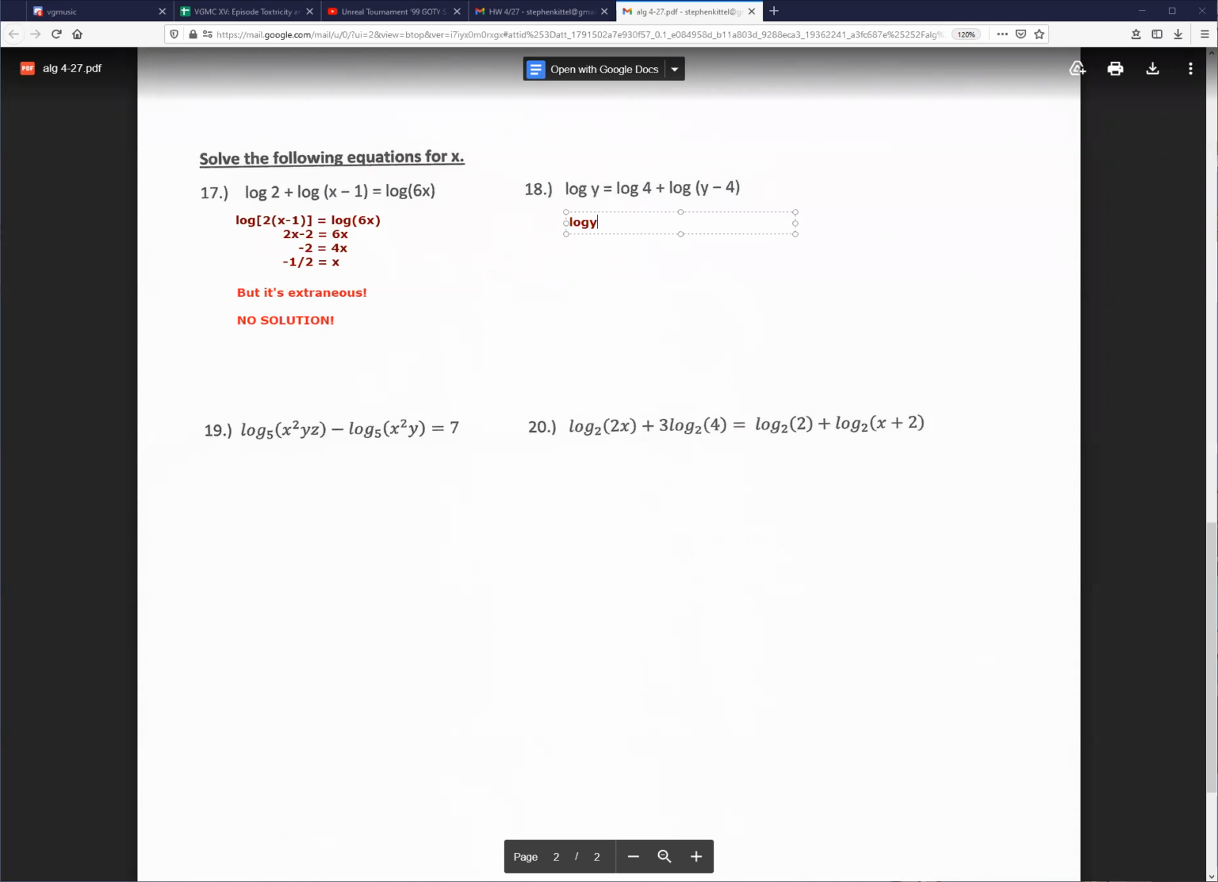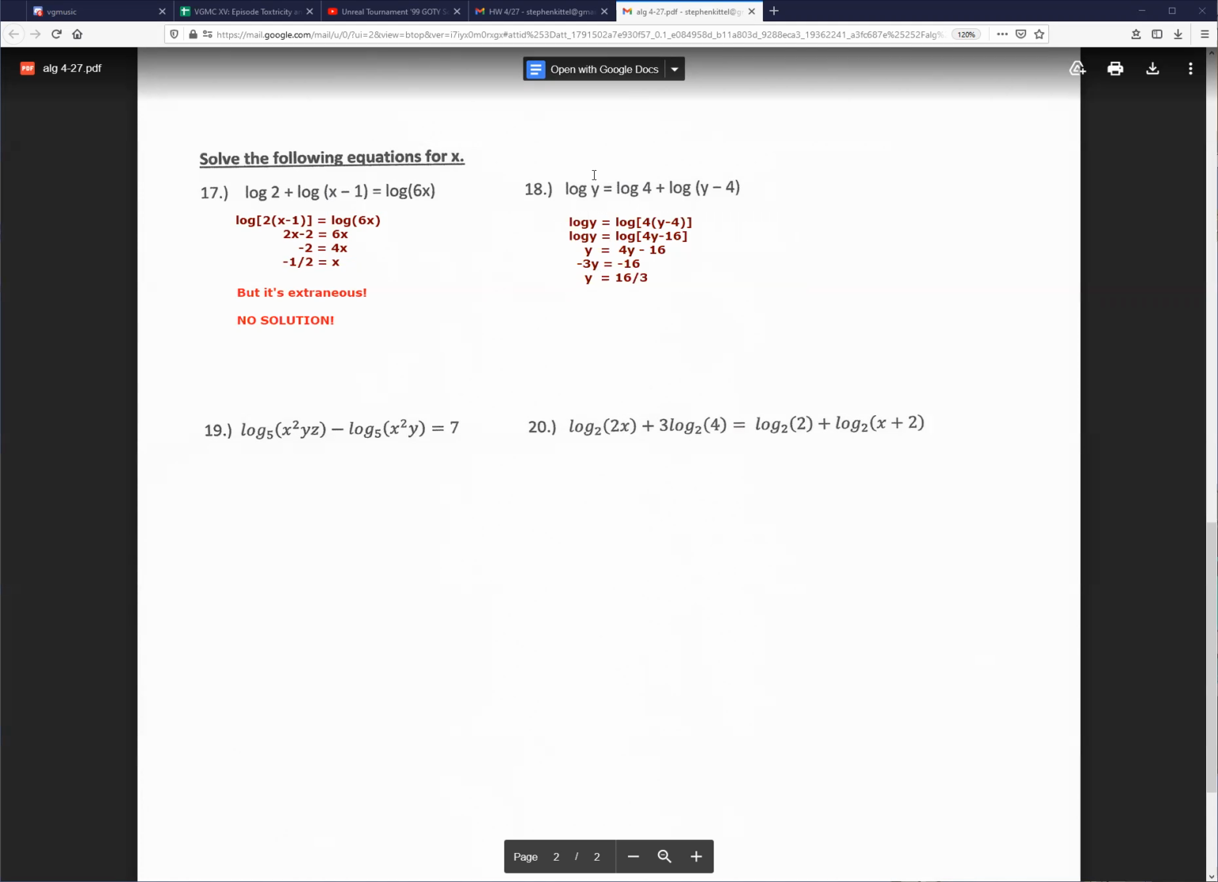Log y equals log 4 plus log of (y minus 4). All right, well, we'll bring those together because outside add is inside multiply. Log of 4y minus 16. This is very similar to a question I did last night. And then we will do 10 to the both sides. y equals 4y minus 16. Negative 3y equals negative 16. y is equal to 16 over 3.